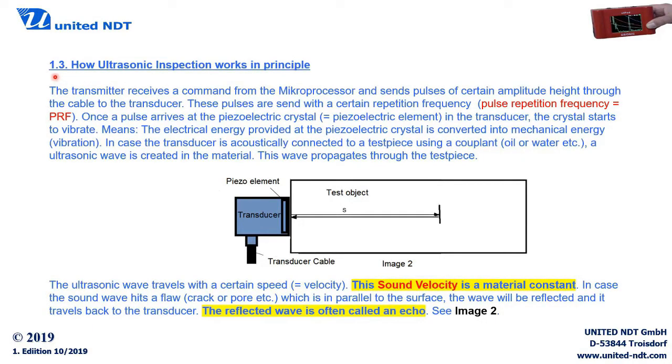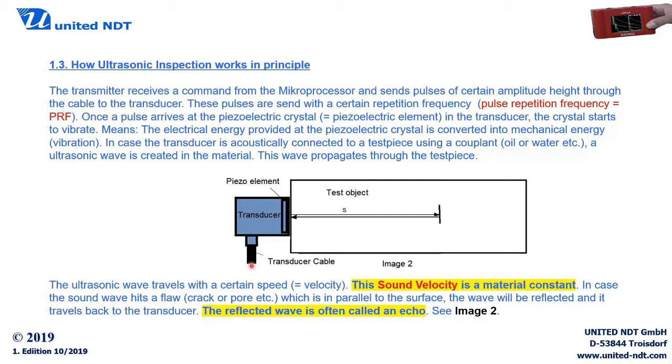Now let's take a deeper look into how ultrasonic inspection works. As already explained, we have a transducer, also called a probe. The transducer is coupled to a test piece of this size, and there is a piezoelectric element. It's a crystal or some other material, something which can vibrate when it receives the electrical pulse.